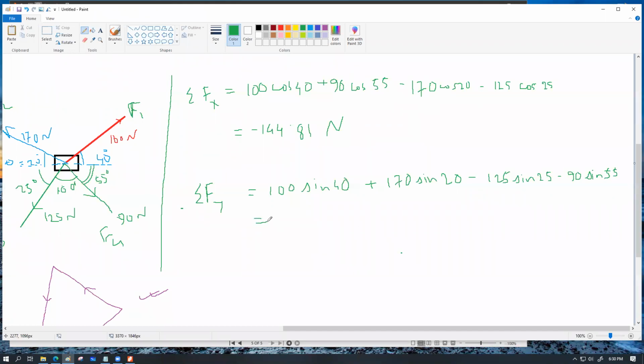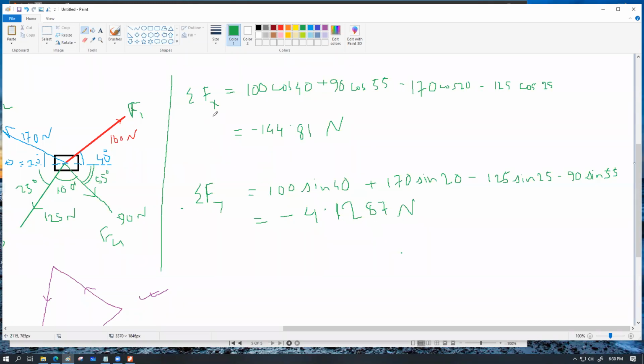How much do you get from here? Minus 4.12. Tell me two more places. Minus 4.1287. So this should have been minus 4.13. Anyway, I'm using longer numbers over here so that my rounding error is less. So up to here we could do the calculation.